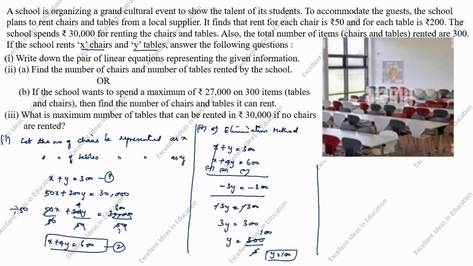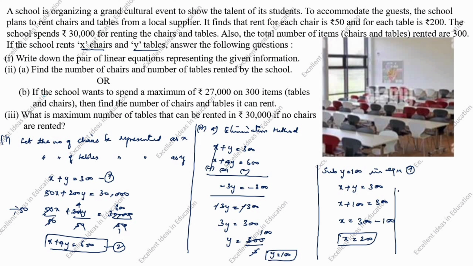Next, we will find chairs, right? Substitute Y is equal to 100 in equation 1. What is the equation 1? X plus Y is equal to 300. X plus Y value is 100 equal to 300. X is equal to 300 minus 100. X is equal to 200. Answer is number of chairs, X is equal to 200. Number of tables, Y is equal to 100. This is the answer for second question A.